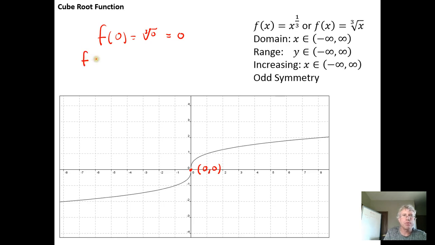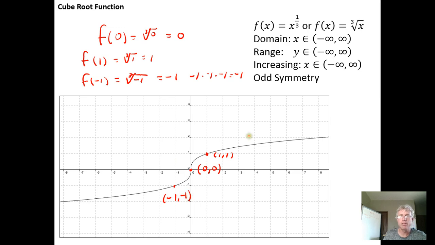The next nice number is going to be to plug in a 1, and the cube root of 1 is just 1, because 1 times 1 times 1, 1 times itself 3 times, gives you a 1. So we input a 1, we output a 1. F of negative 1 is going to be a nice lattice point, because the cube root of negative 1 is equal to negative 1, because negative 1 times negative 1 times negative 1 equals negative 1. So we get this nice point on the graph. Input negative 1, output negative 1.